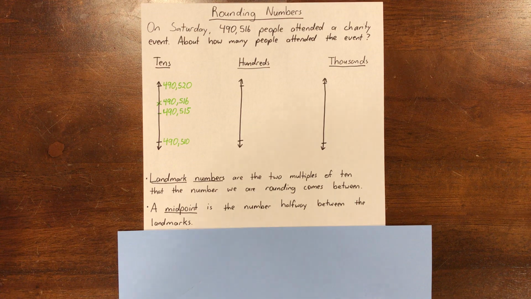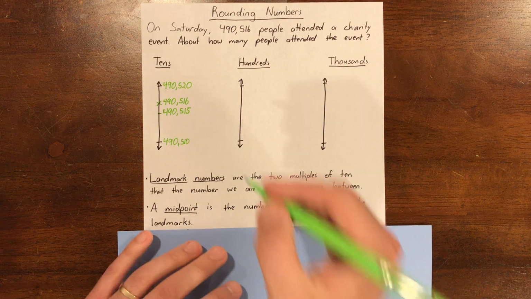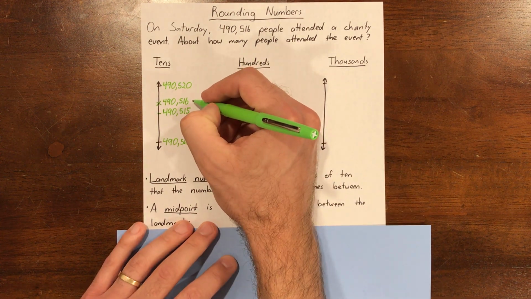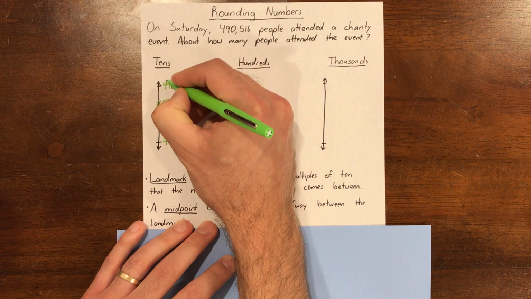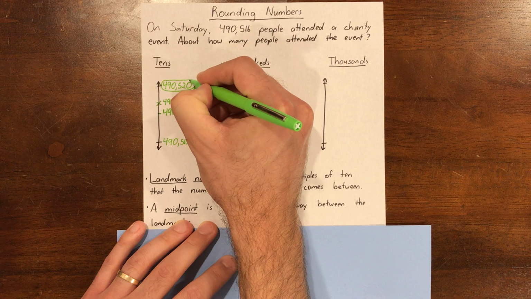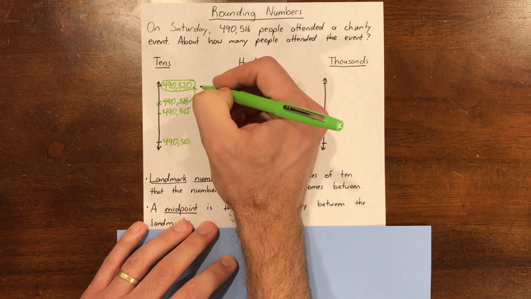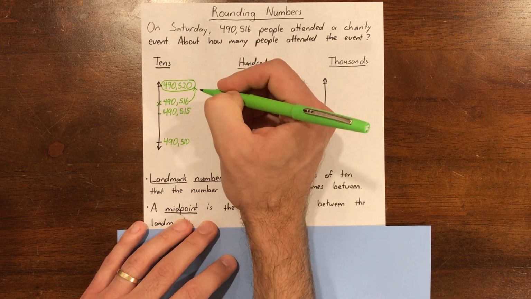So, what is 490,516 rounded to the nearest 10? And how do you know? Say it out loud. Yeah, 490,516 rounded to the nearest 10 is 490,520 because that is the 10 that it is closest to.